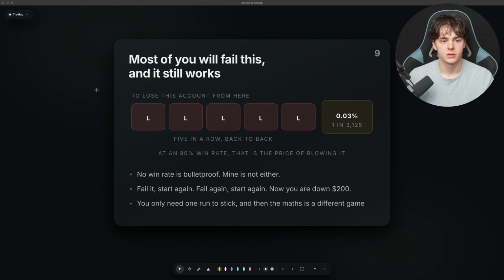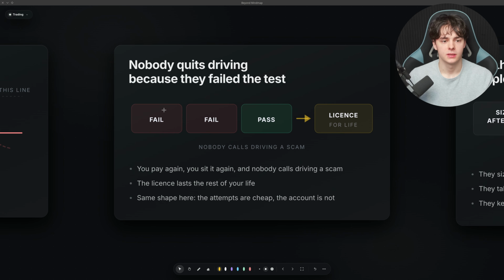So this is basically what I've just explained to you. It is almost impossible for me to lose that many times in a row. Okay, so it's 1 in 3,125. That is the same as playing the lottery at this point. It's very unlikely that I'll be losing 5 different times in a row with a certain win rate. Because see it this way, I've told you, you only need that one runner.